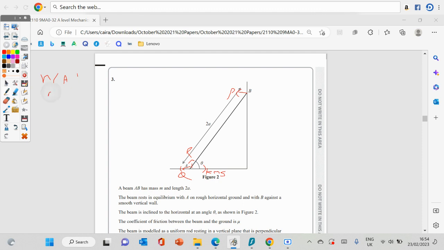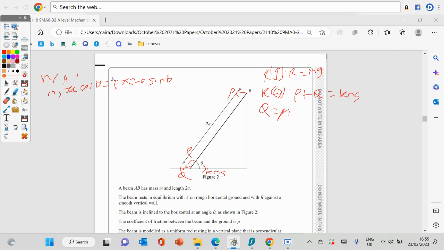So, moments about A: the mass, mg times a cos theta, has got to be equal to P times 2a sine theta. Then we want to resolve upwards and downwards, which will give me that R is equal to mg. But then the extra little bit is when I resolve horizontally. That will give me that P plus Q is got to be kmg. And that's my little equation I'm going to use.